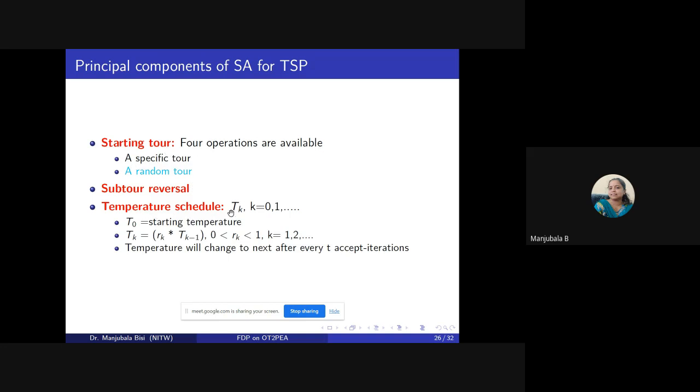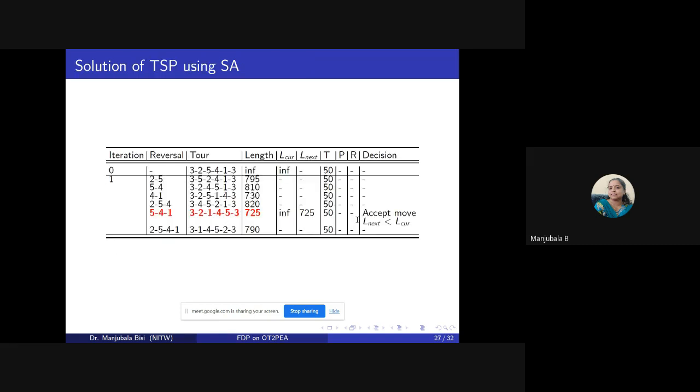Then you have to do the temperature schedule, the annealing schedule, right? What is the starting temperature, by how much you have to change the temperature, and after how many accept iterations you have to change the temperature. If these three things you are able to formulate, then you can solve the problem by using the simulated annealing algorithm. Now let us see how, in this tabular structure, I have represented how to show this solution of the TSP. So this is the iteration. First column represents the iteration, second column represents the reversal.